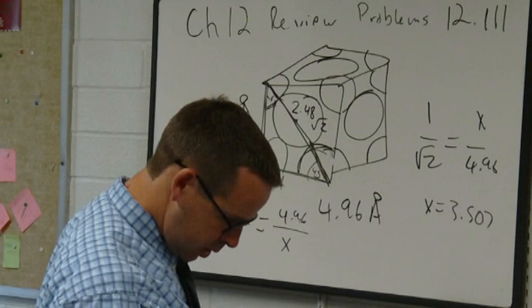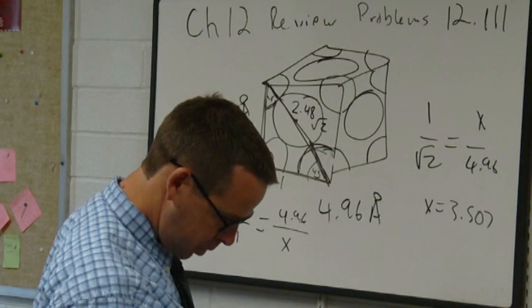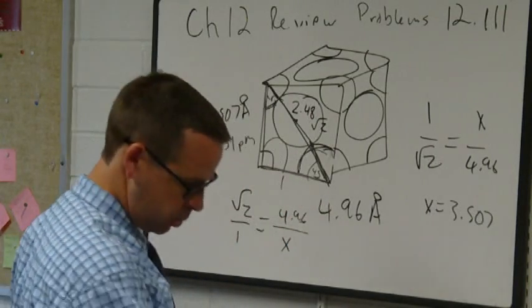Potassium ions have a radius of 133 picometers, and bromide ions have a radius of 195 picometers. The crystal structure of potassium bromide is the same as sodium chloride.